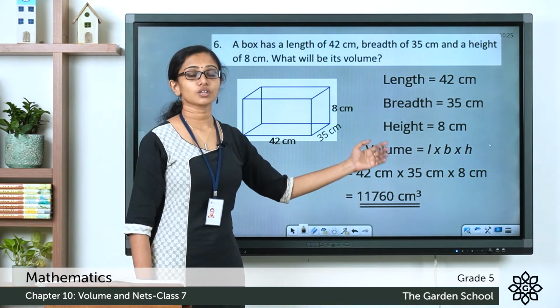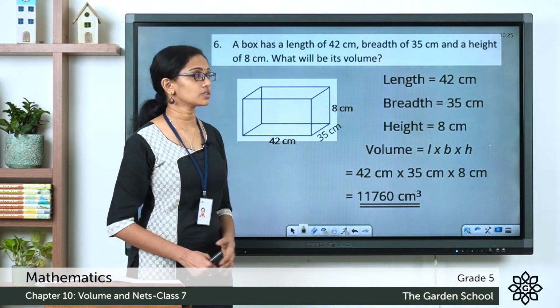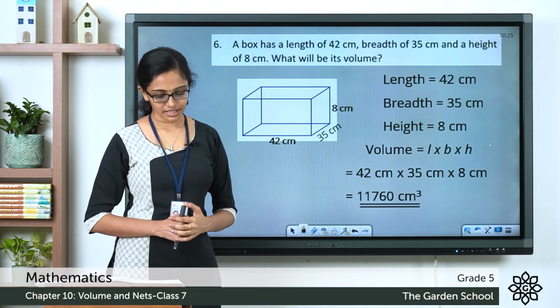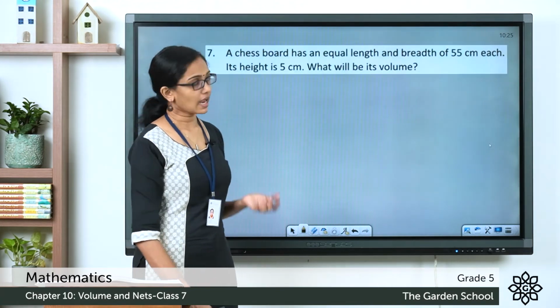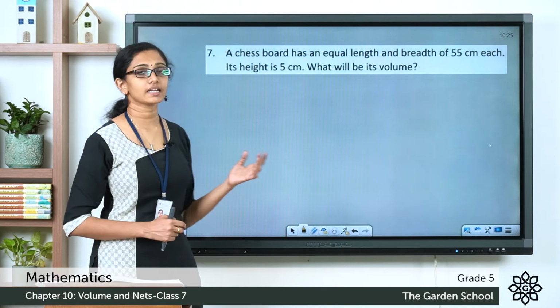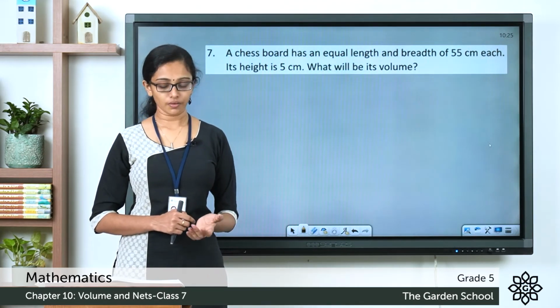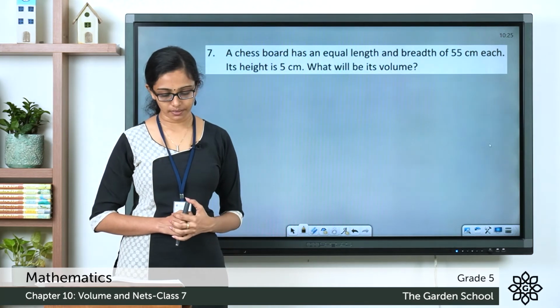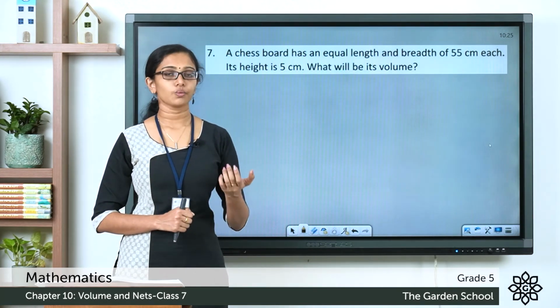That gives you the answer 11,760 centimeter cube or cubic centimeters. So that is the volume of this box. Now let's move on to the next question. The last one. A chessboard has an equal length and breadth of 55 centimeter each. Its height is 5 centimeter. What will be its volume?